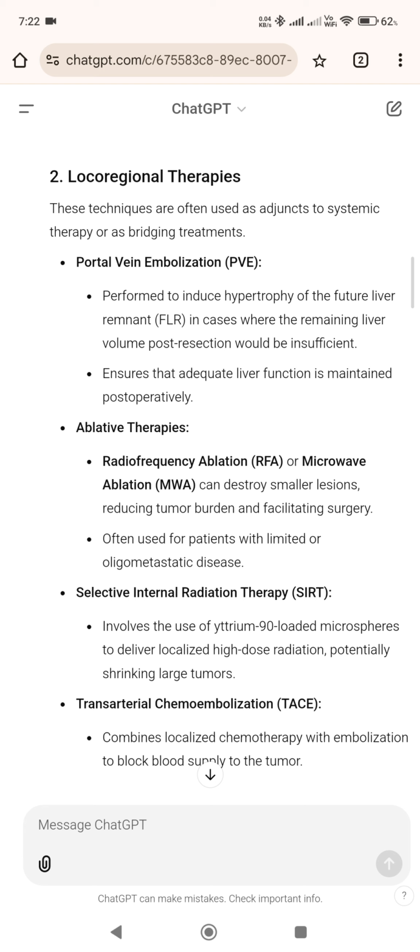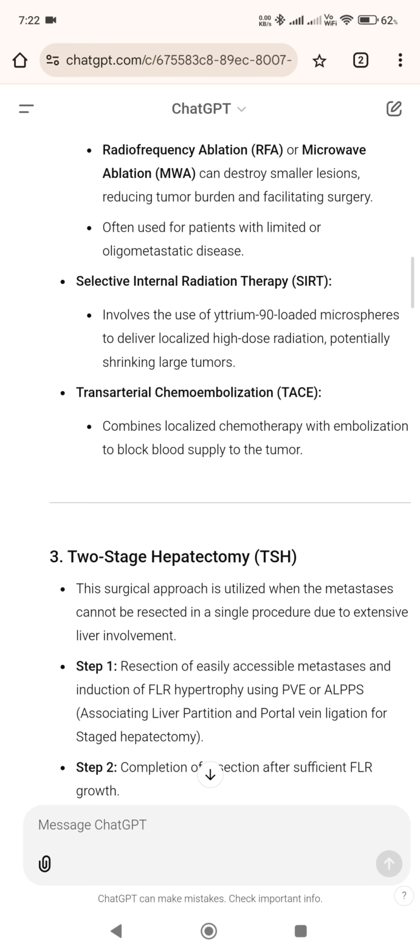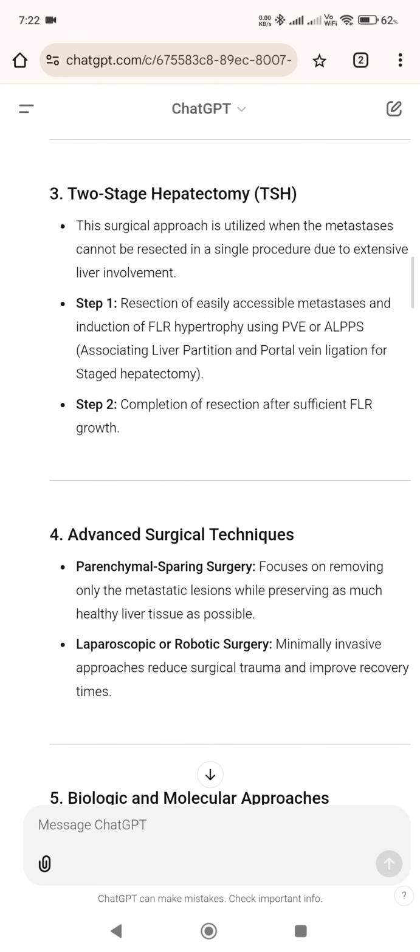3. Two-stage hepatectomy, TSH. This surgical approach is utilized when the metastases cannot be resected in a single procedure due to extensive liver involvement. Step 1: resection of easily accessible metastases and induction of FLR hypertrophy using PVE or ALPPS, associating liver partition and portal vein ligation for staged hepatectomy. Step 2: completion of resection after sufficient FLR growth.